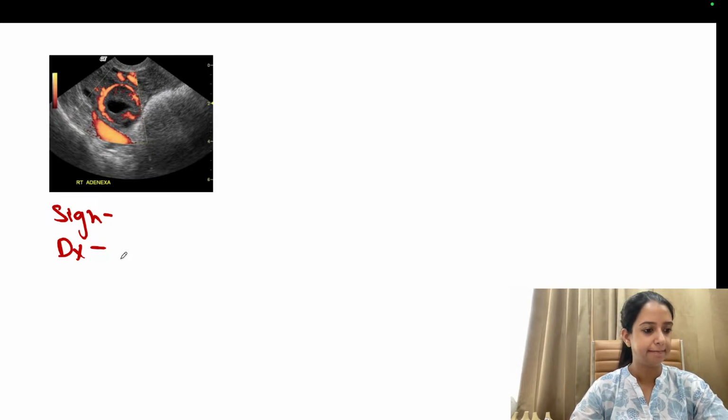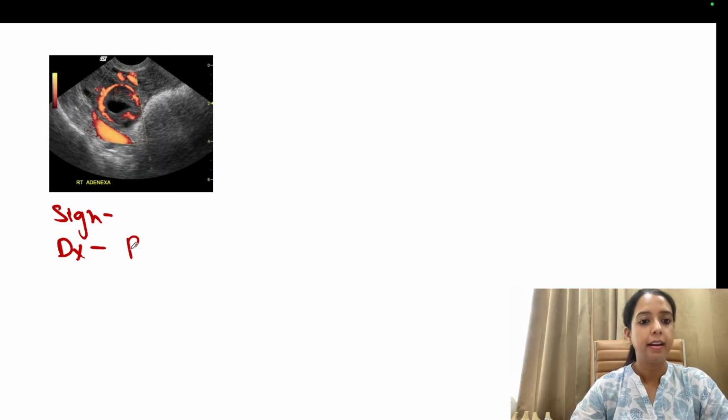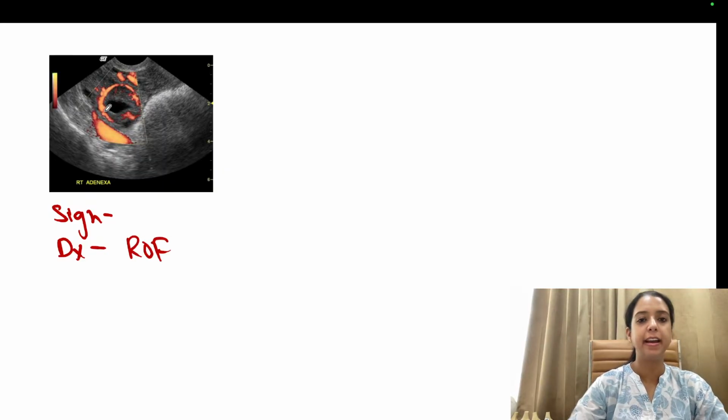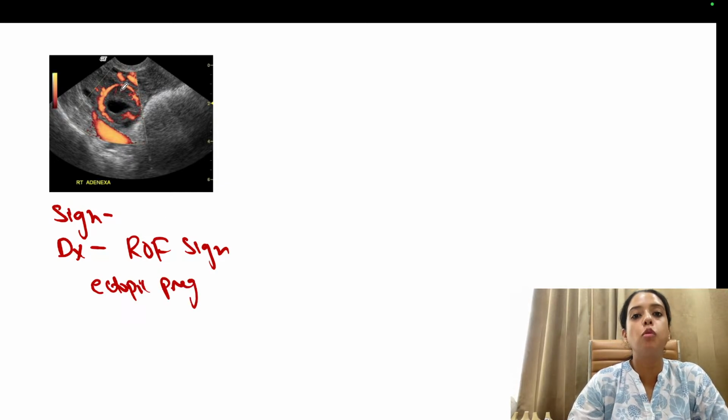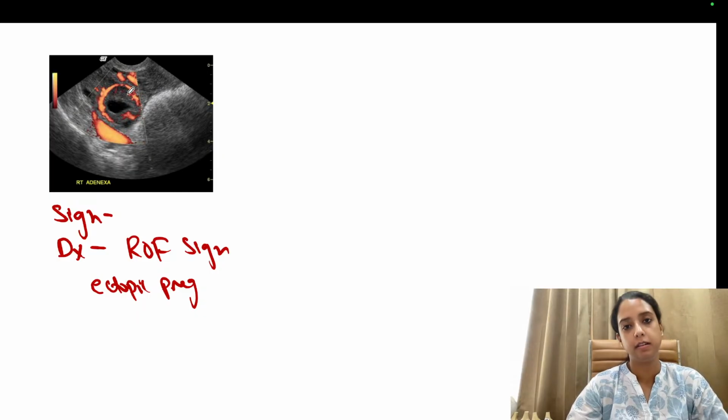Anybody? What is this sign? None? Ring of fire. Can I see a fire like a ring? It is the ring of fire sign, seen in case of ectopic pregnancy. This pregnancy is lying in the adnexa and it is receiving so much blood that it is looking like a ring. So ring of fire sign is seen in case of ectopic pregnancy.